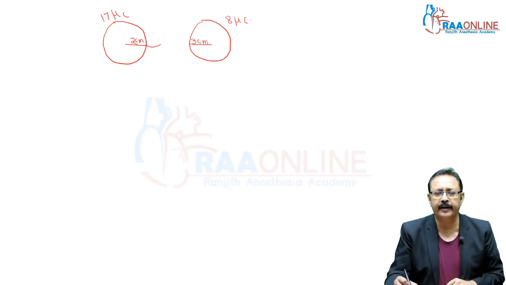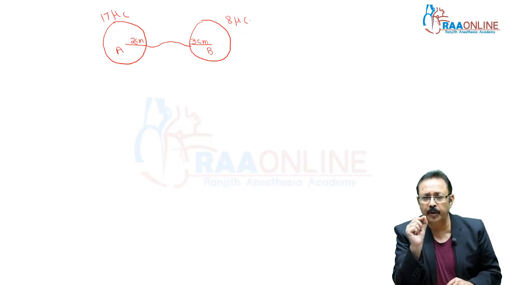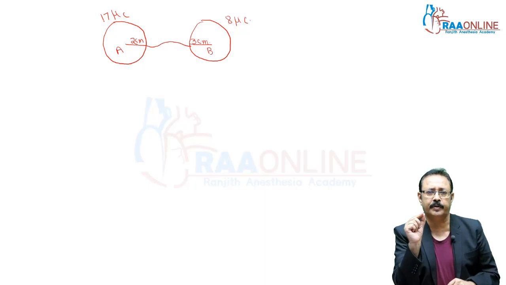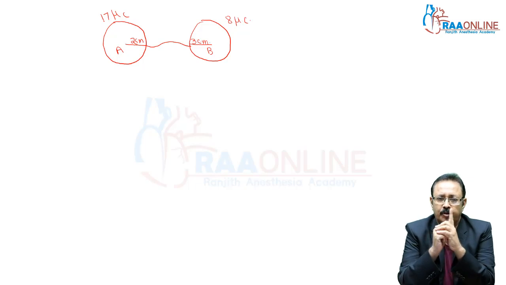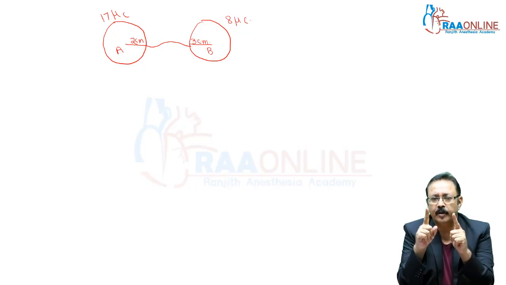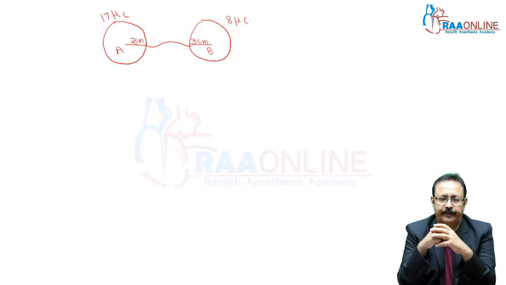If I connect these conductors A and B, they will ask what amount of charge will flow through this connecting wire and in which direction. See, I told you that charge will redistribute in the ratio of radius. It means if I make 5 parts of total charge, 2 should be on A, 3 should be on B. So add total charge. What is it? 25.